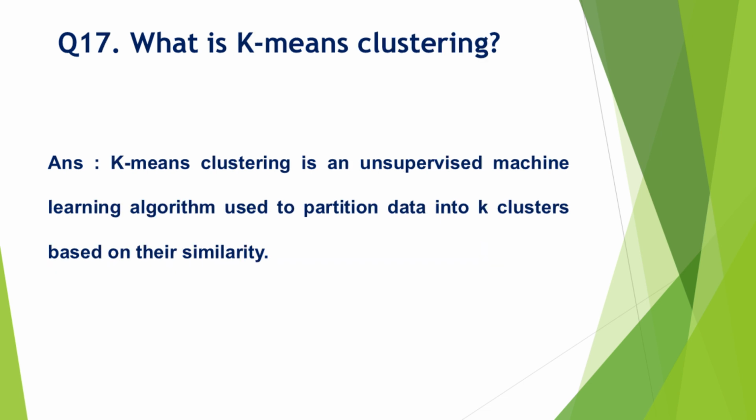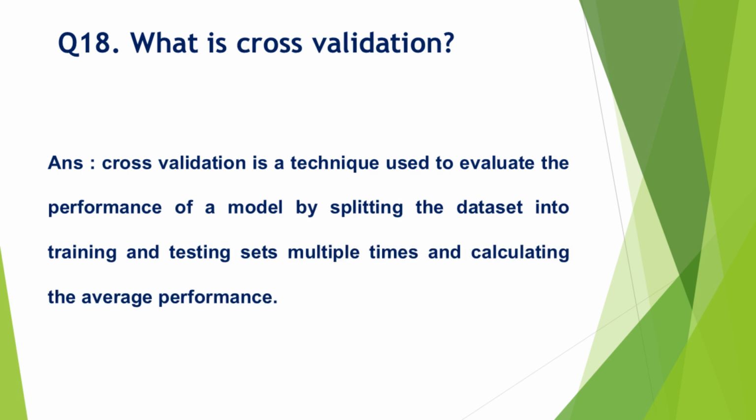What is k-means clustering? K-means clustering is an unsupervised machine learning algorithm used to partition data into k clusters based on their similarity. What is cross-validation? Cross-validation is a technique used to evaluate the performance of a model by splitting the dataset into training and testing sets multiple times and calculating the average performance.